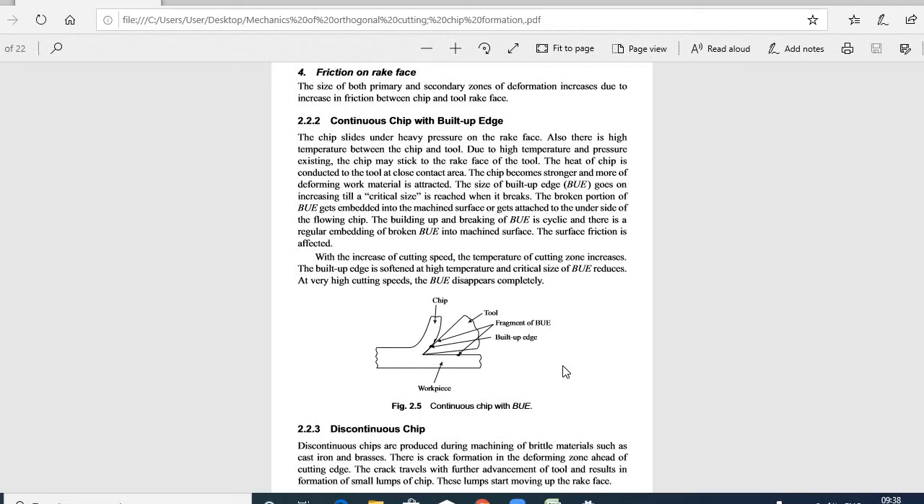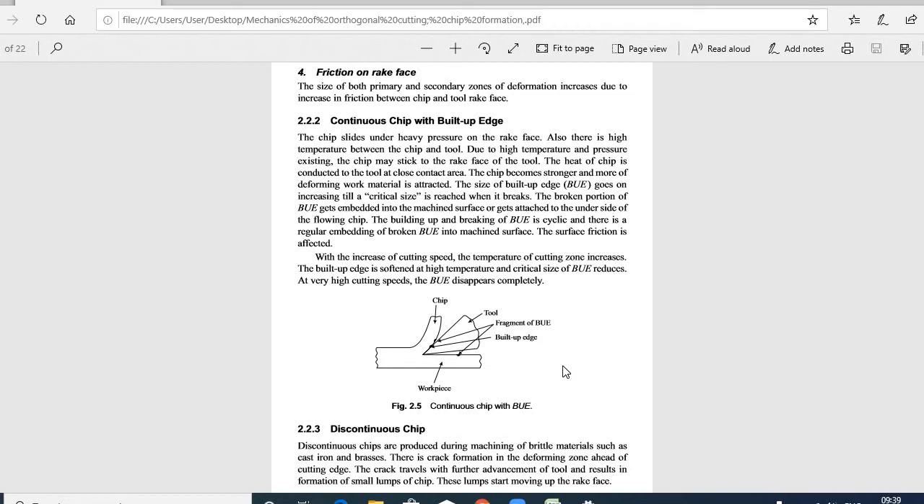The broken portion of the built-up edge gets embedded into the machined surface or gets attached to the underside of the flowing chip. The building up and breaking of built-up edge is cyclic and there is a regular embedding of broken built-up edge into the machined surface. The surface finish is affected due to this.